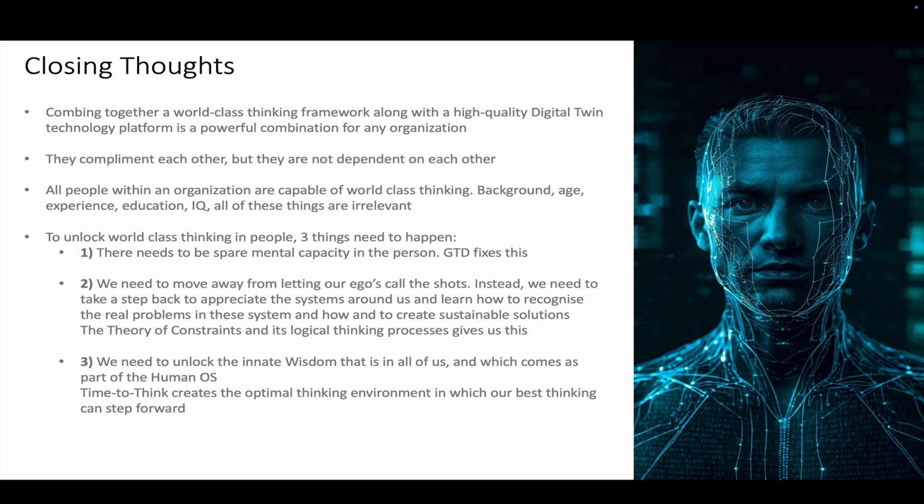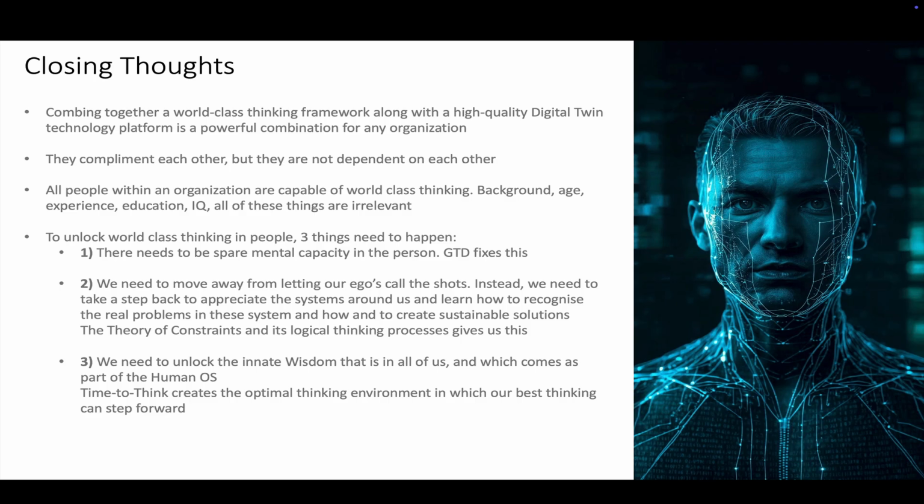Combining together a world-class thinking framework along with a high-quality digital twin technology platform is a powerful combination for any organization. They complement each other, but they are not dependent on each other. All people within an organization are capable of world-class thinking. Background, age, experience, education, IQ, all of these things are irrelevant. To unlock world-class thinking in people, 3 things need to happen.